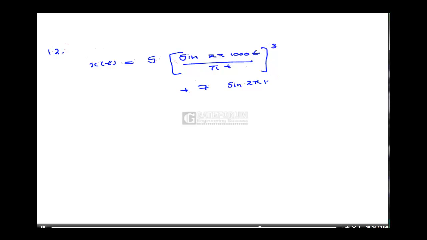One more question, again asked in GATE 2006. Find the minimum sampling rate of signal x(t), which is given by x(t) equal to 5 times (sin 2 pi 1000 t by pi t) whole cube plus 7 times (sin 2 pi 1000 t by pi t) whole square. So this is a combination of two signals. Okay, we have to find the minimum sampling rate.